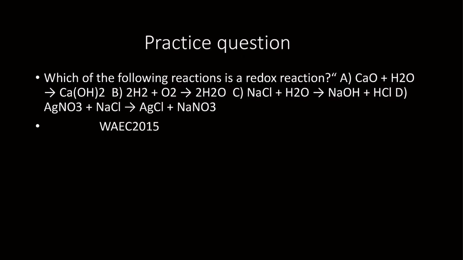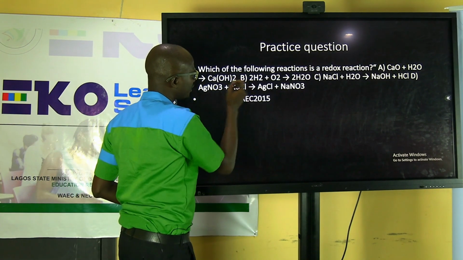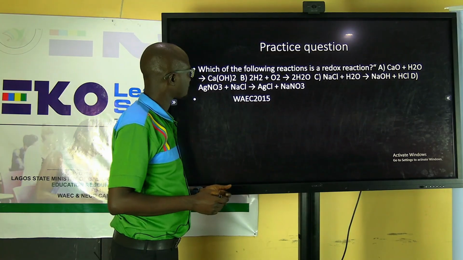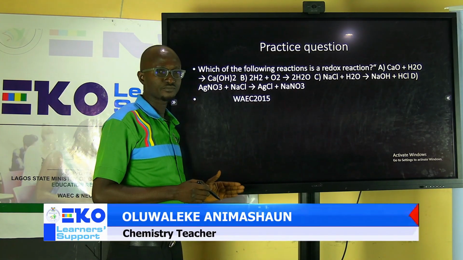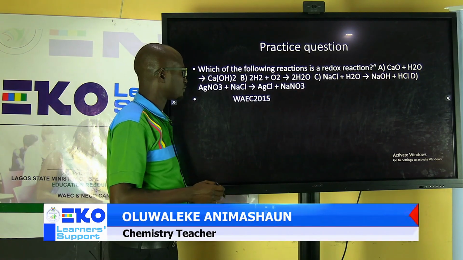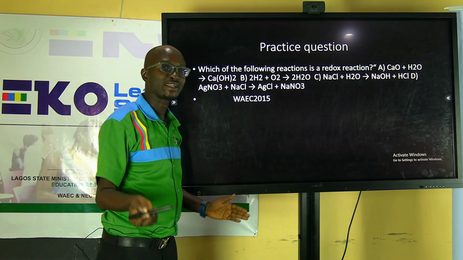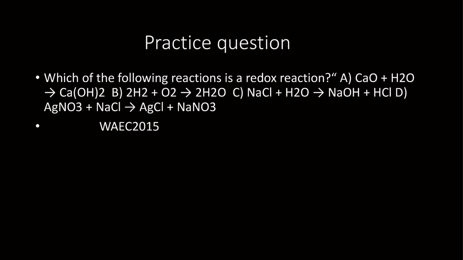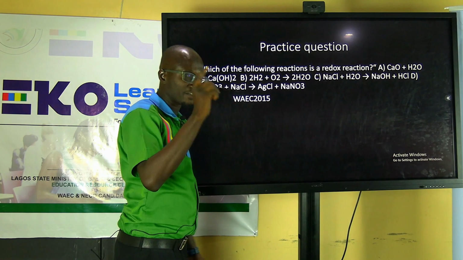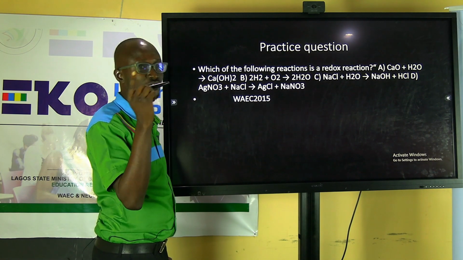Why is it option B? Because in option B, there is a change in oxidation number. Let's quickly check it out. We have hydrogen here. Hydrogen here is +1. Hydrogen here is 0. Why? Because it is on its own. Hydrogen is on its own. I remember we said that the oxidation number of an element in the free state is 0. So hydrogen here is 0. But here, hydrogen is +1. So it's moving from 0 to +1. I believe you know what that means. Is it oxidation or reduction?